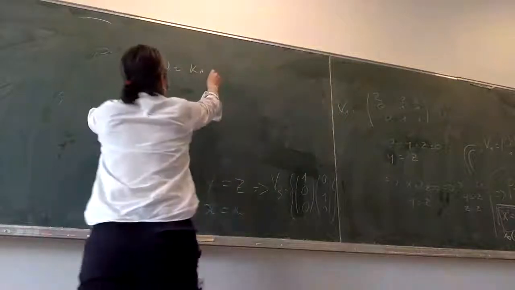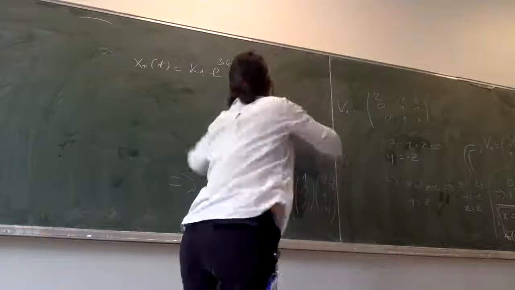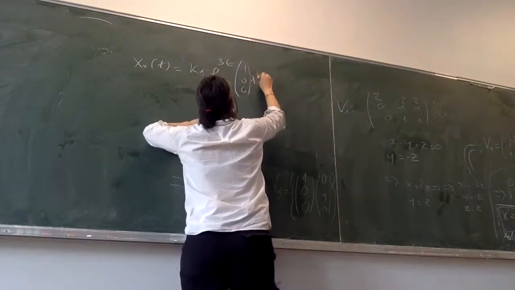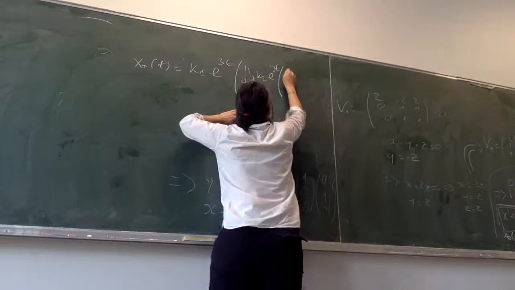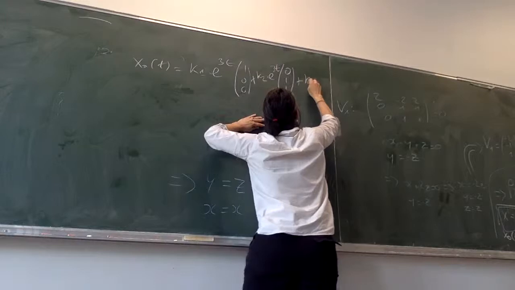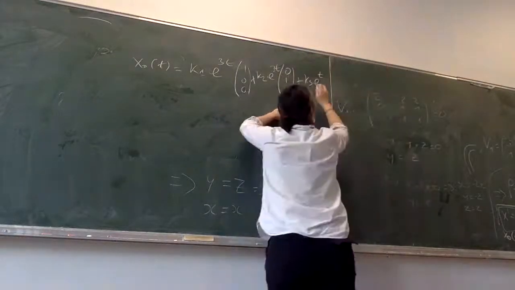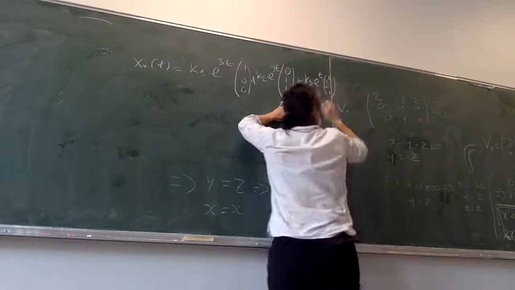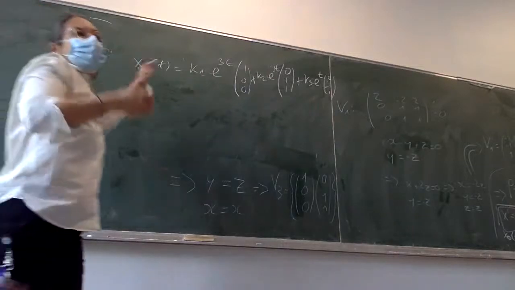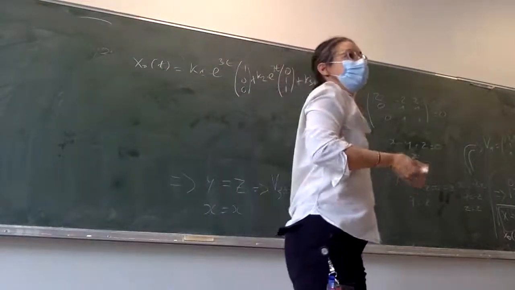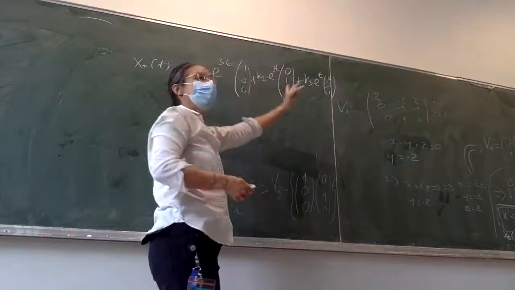So constant k1 exponential of 3t times my (1, 0, 0), plus constant k2 exponential of 3t again times (0, 1, 1), plus k3 exponential of t for the eigenvalue 1, and we had found (negative 2, negative 1, negative 2, negative 1). Right? You can always check. This formula is easy to remember, right? It's just constant, exponential of eigenvalue times t, times the eigenvector.